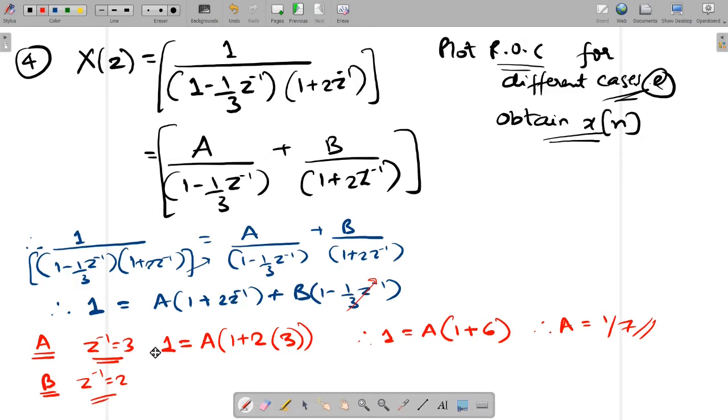If z inverse is 2, not 2, 1 by 2. Z inverse is 1 by 2. This 2 will get cut. It should be minus 1 by 2, minus 1 by 2. This will go and I will just remain with b.